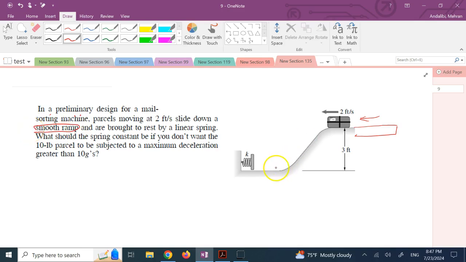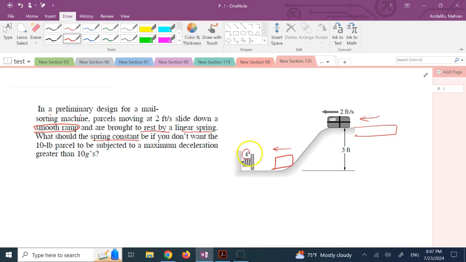And of course, when it comes down here, it is going to have an even bigger speed because gravity helped it gain momentum. Whatever this speed is, when it hits this spring, you want to bring it to rest with this linear spring. Linear spring means the force versus the displacement is a linear function. Now you want to know what the spring constant should be.